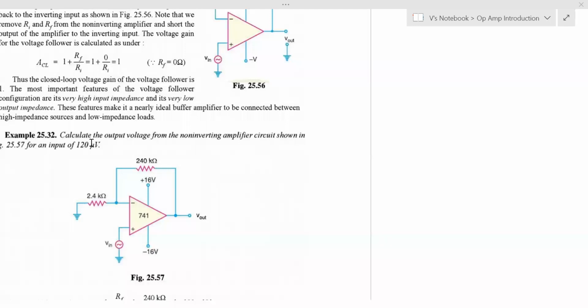Now, first problem. Read the problem. Take pen and paper. Small problems can be asked in the exam. Next week you will have your first test. Up to the non-inverting amplifier you will have in the first test.